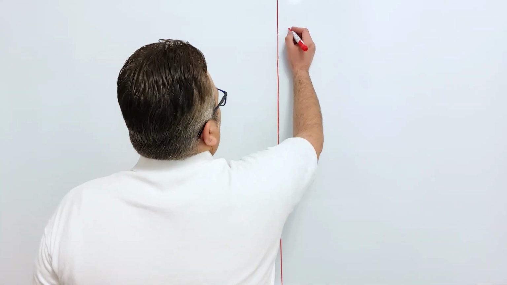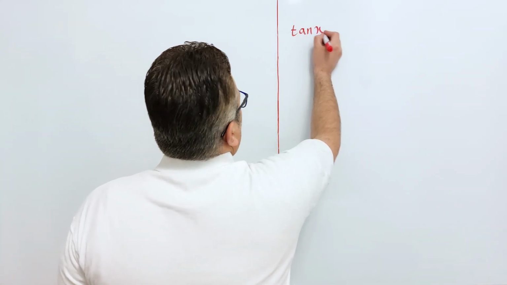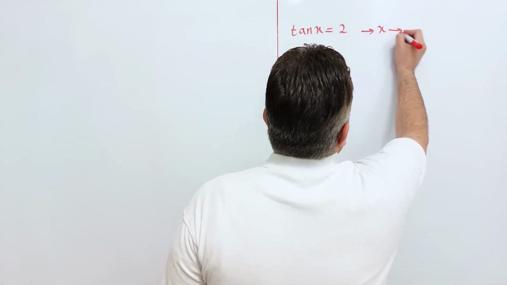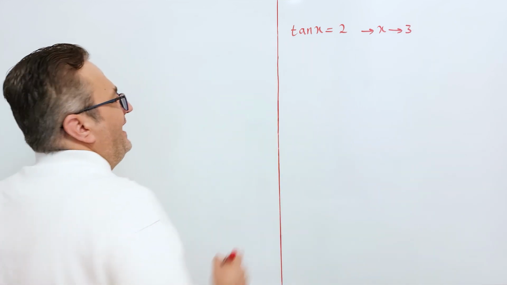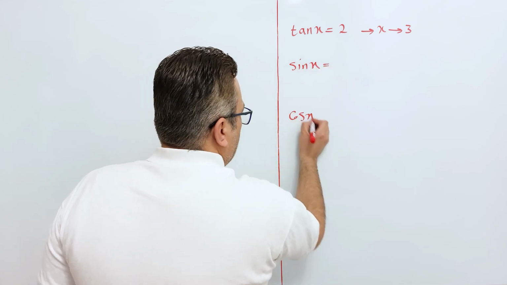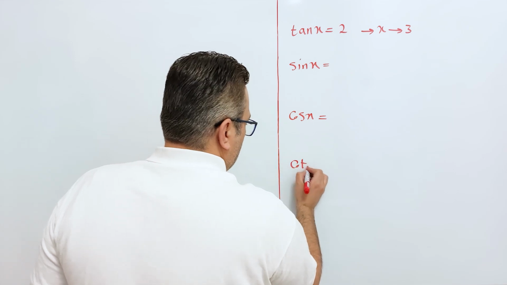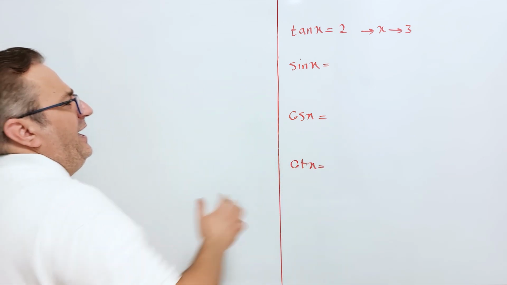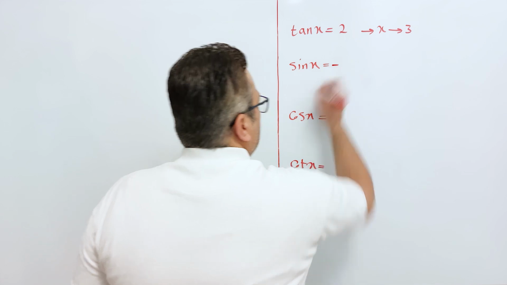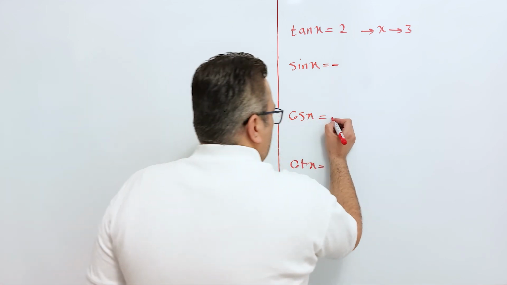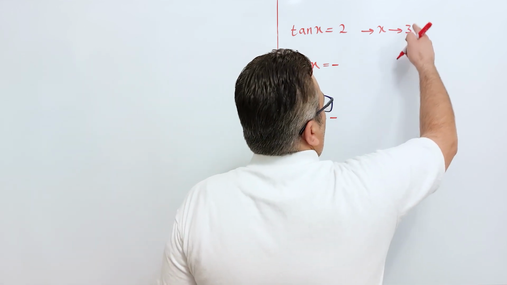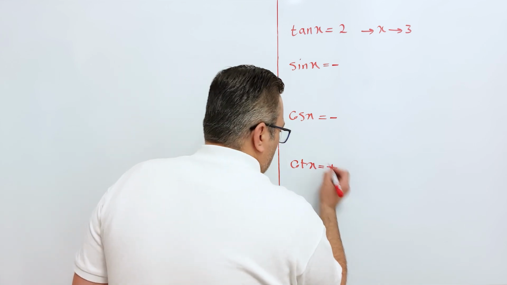For example, if tangent x is equal to 2, and we know that x is in the third quadrant, what is the value of sine x, cosine x, and cotangent x? We know that x is in the third quadrant and the sign of sine is minus, and the sign of cosine is minus, and the sign of cotangent in the third quadrant is positive.